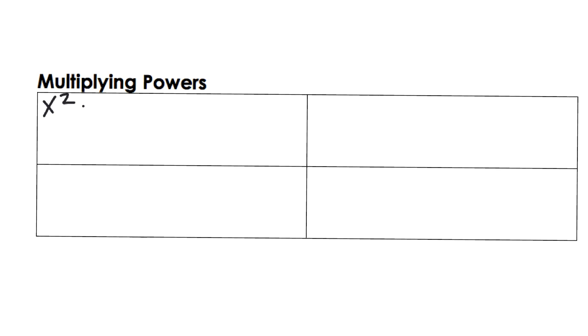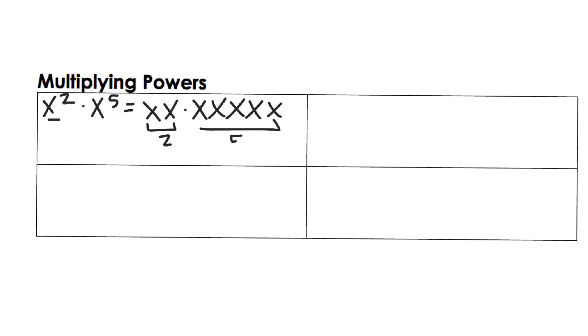x squared times x to the fifth, x squared I know means x times x, times x to the fifth means x times x times x times x times x. It means 5 factors of x. So I have 2 here from right here, and 5 here from right here. Now how many factors of x do I have total? I have 1, 2, 3, 4, 5, 6, 7. This would equal x to the 7th power.